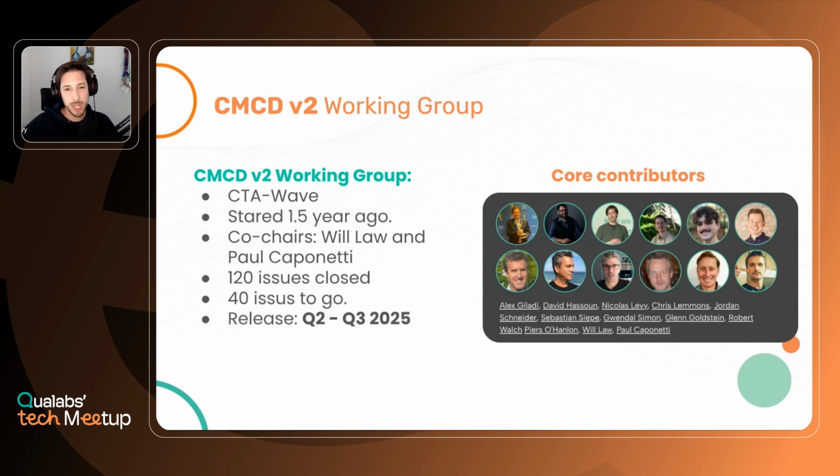It's a CTA working group. The co-chairs are Pablo Copernetti and Will Law. We have already closed about 120 issues, and we have 40 issues to go. So the expected release for version 2 is around the end of Q2 or Q3, something like that. That's what we are trying to get. And these are some of the core contributors of CMCD, so you can remember their faces.